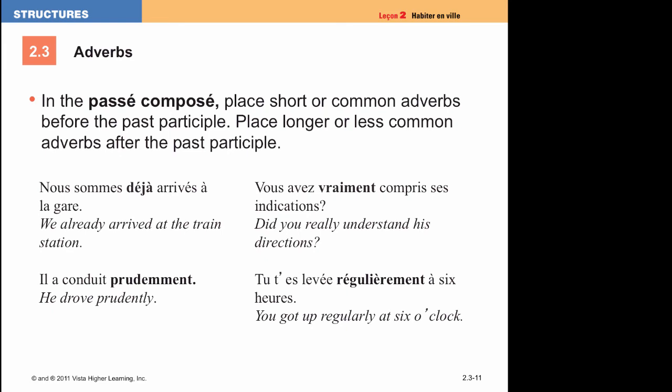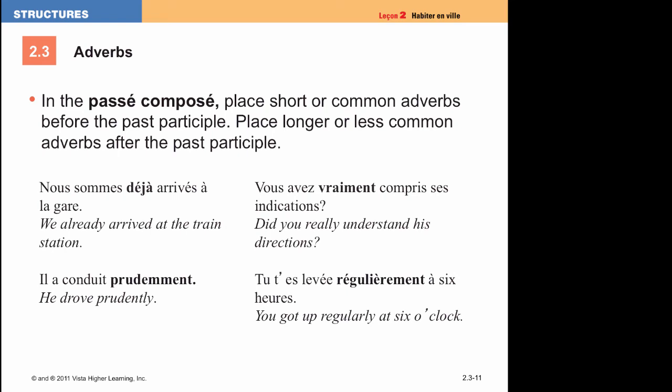Okay? For longer ones, we're going to place it after the participle. Let's look at one. Il a conduit prudemment. He drove prudently. He drove carefully, we would say. Okay, now we have a common one here. Vraiment means really. Vous avez vraiment compris ces indications? Again, it goes after the helping verb and before the participle.